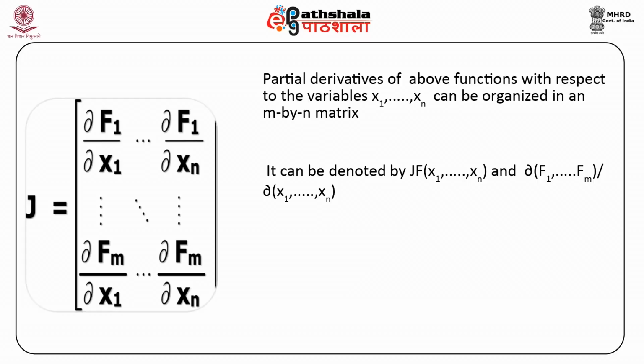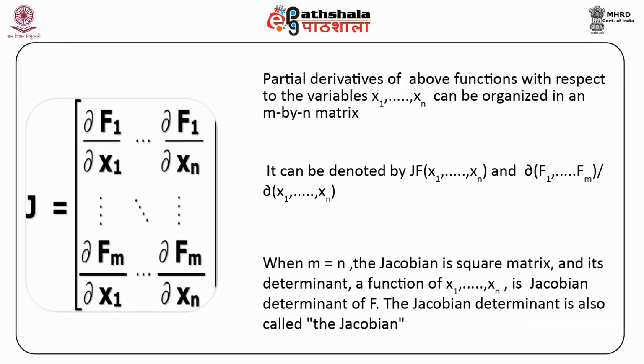When m is equal to n, the Jacobian matrix is a square matrix and its determinant, a function of x1 going till xn, is the Jacobian determinant of f. The Jacobian determinant is sometimes also called the Jacobian.